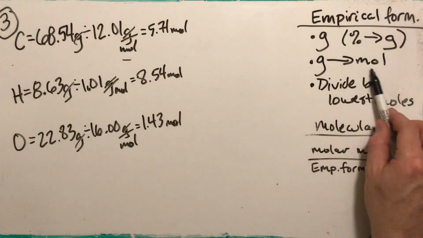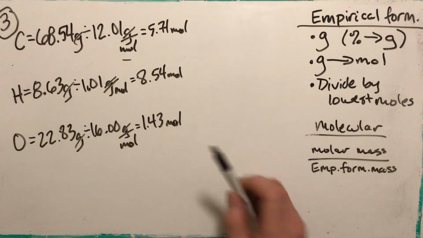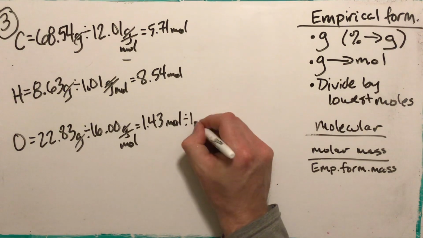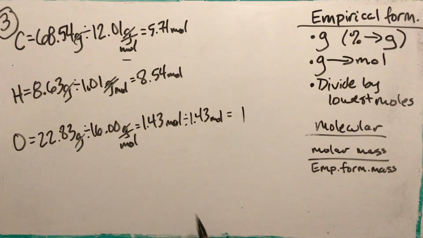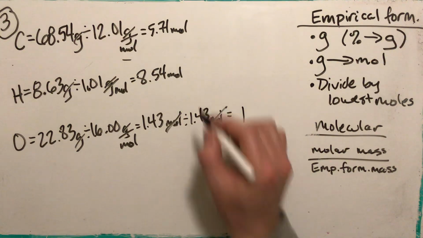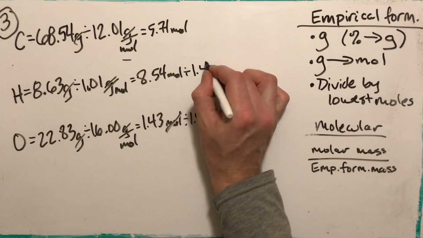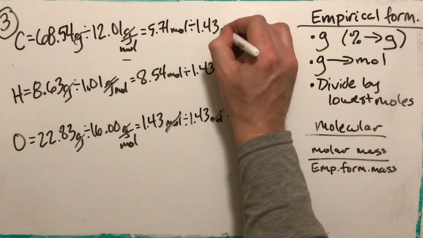Now I've just done this, divide by the lowest mole number, 1.43. So this one's my lowest mole number, so they all get divided by 1.43 moles. Moles divided by moles is no more moles. And we do that for each one, the same number. Whatever the lowest is, it applies to them all.